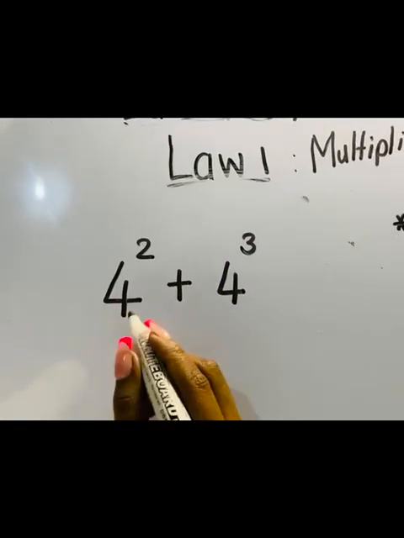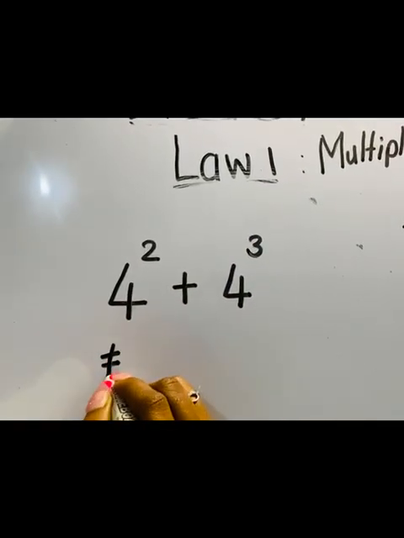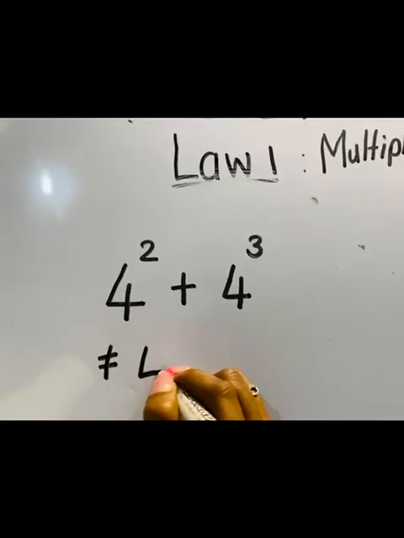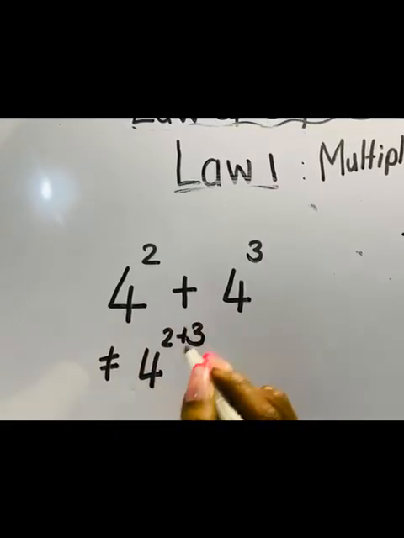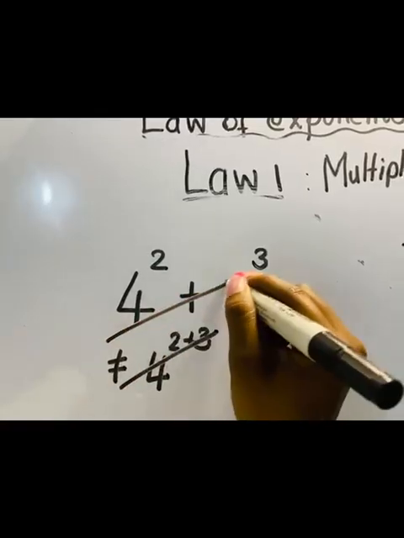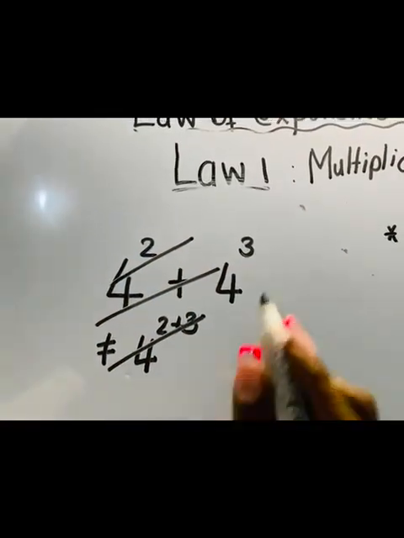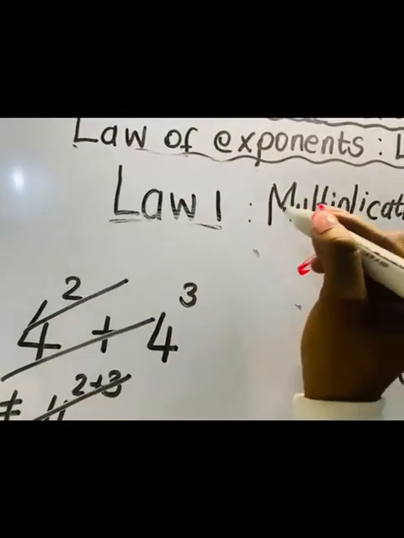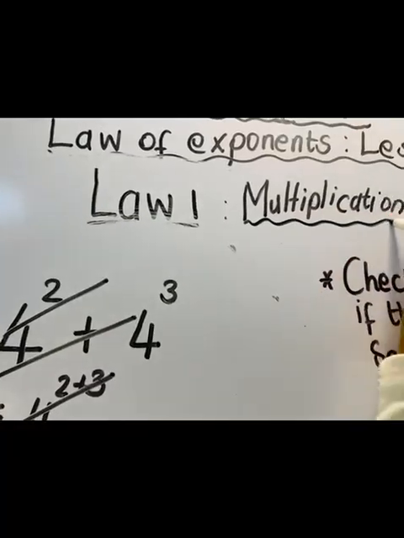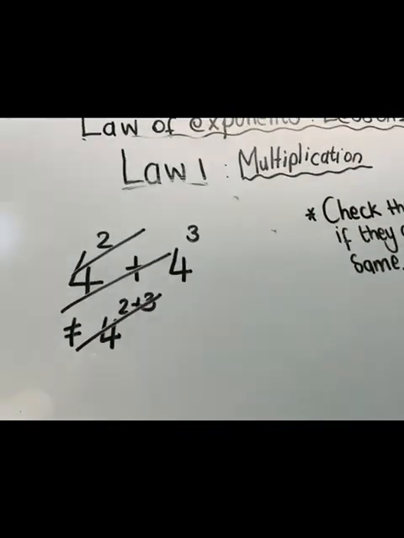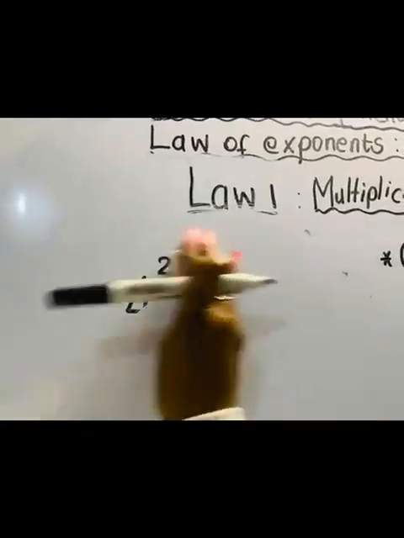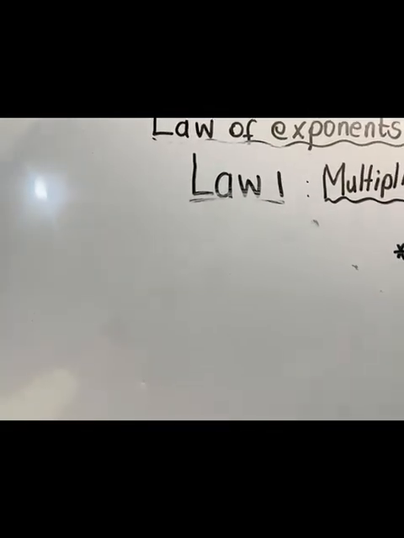We are not going to say that we keep the 4 and then add the exponents. No, this is wrong on so many levels. This law only applies to multiplication and nothing else. Do you guys understand? I hope you do. Right.